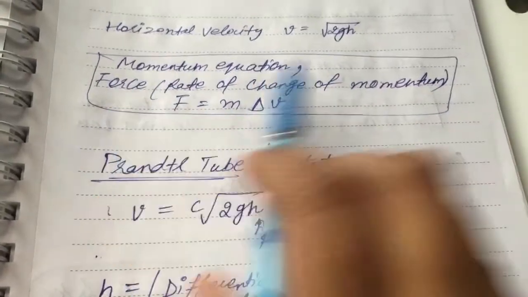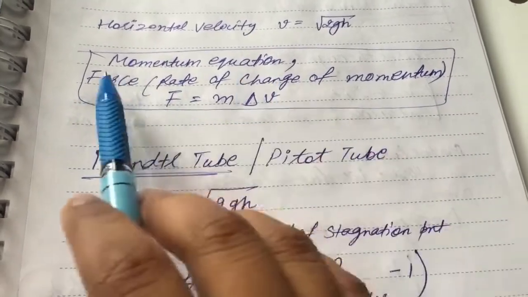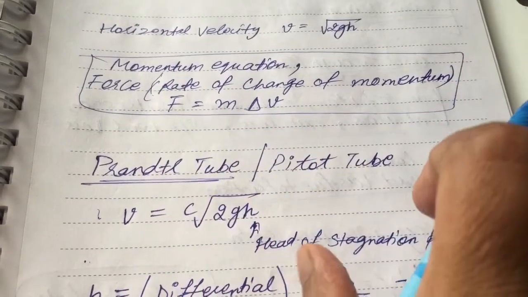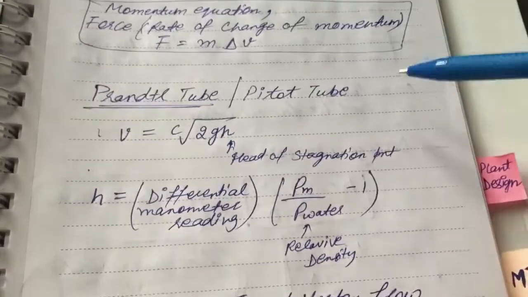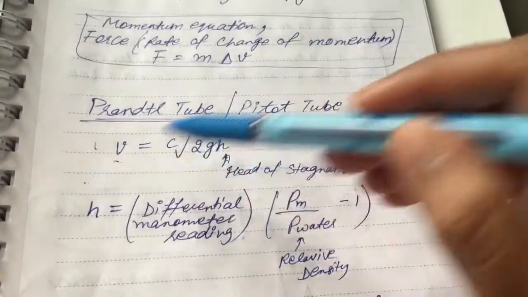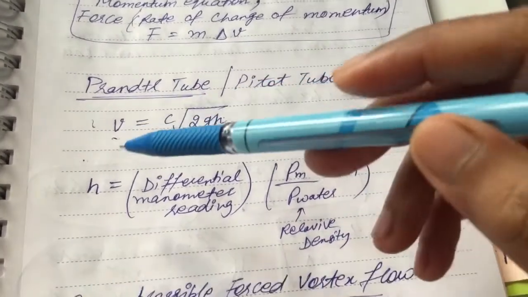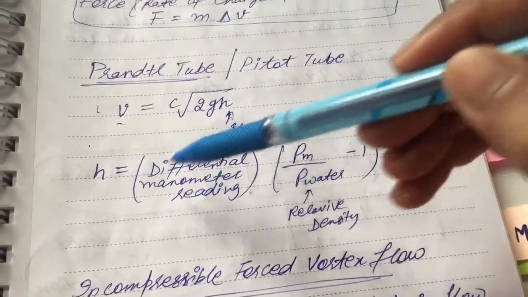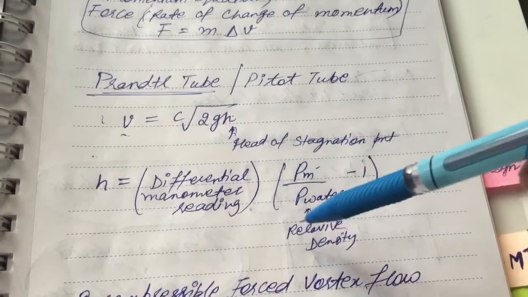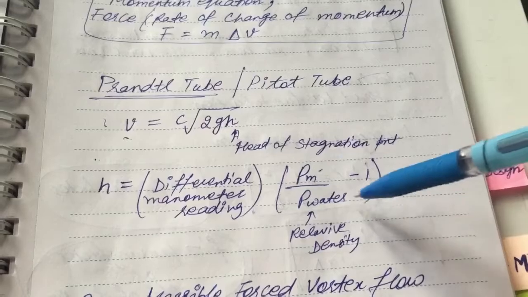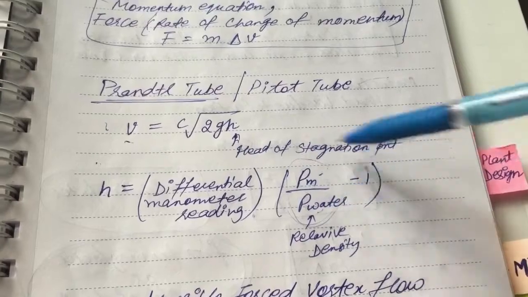Then the momentum equation. The momentum equation states that force, which is rate of change of momentum, is equal to m delta v. Then we have the Prandtl tube or pitot tube. For this, velocity is c under root 2 gh, where h is head of stagnation point, and h is also equal to differential manometer reading into rho m, which is manometric fluid density, by rho w. This basically is relative density because we are dividing it by density of water, so this is relative density minus 1.